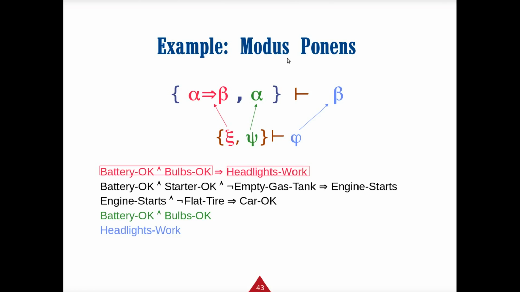Basically, this is saying, okay, if this happens, so in this case, if you know your battery's okay and your bulbs are okay, your headlights work, your modus ponens is saying, okay, I have this happening, so I can prove this is true. So if my battery's okay and my bulbs are okay, my headlight's probably going to be working.